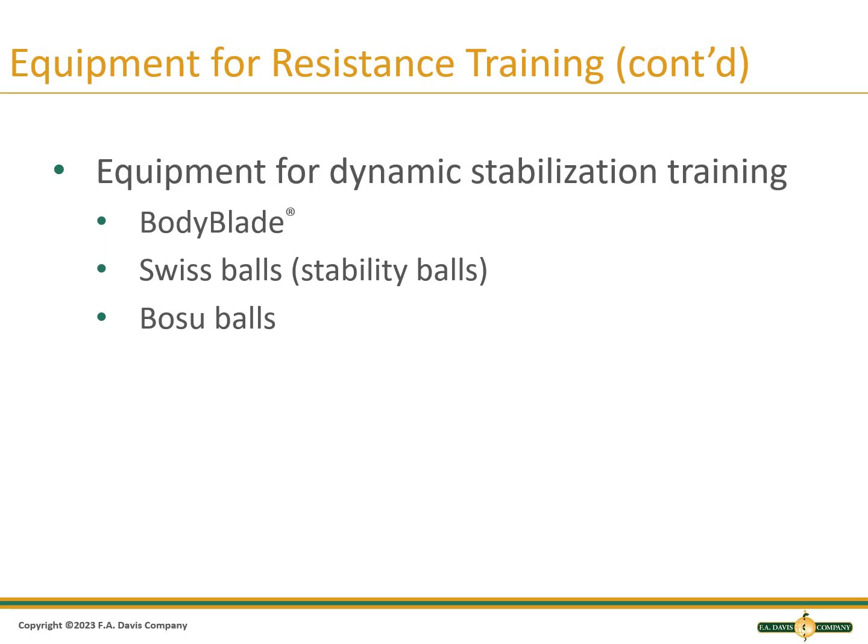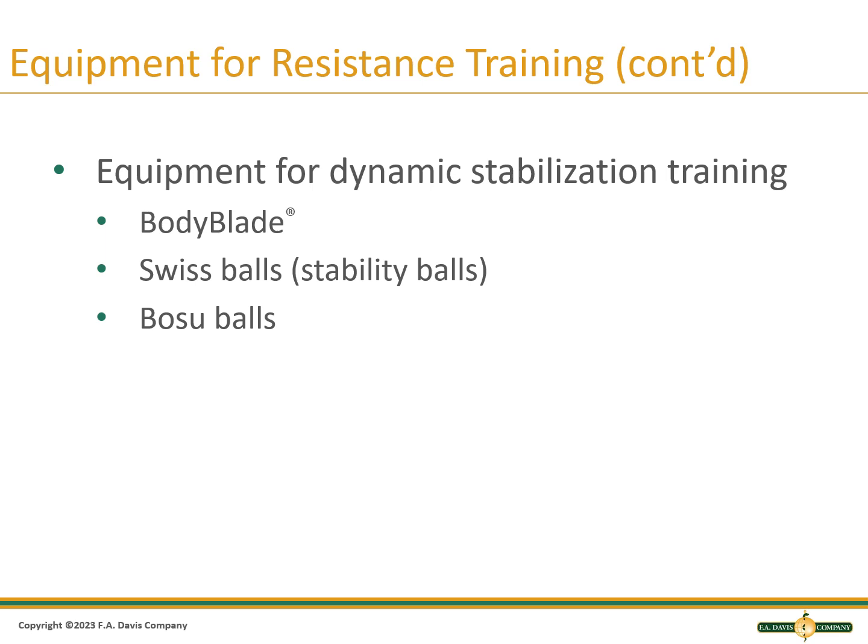Dynamic stabilization means that we are implementing more movement that the body has to stabilize against. And so we have some special equipment that we'll be able to play with in the lab for dynamic stabilization. That's going to include the body blade, which we will typically utilize for shoulder stability. We will get to more in the shoulder joint chapter.